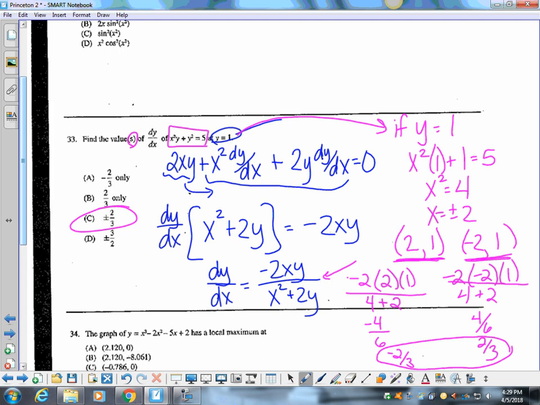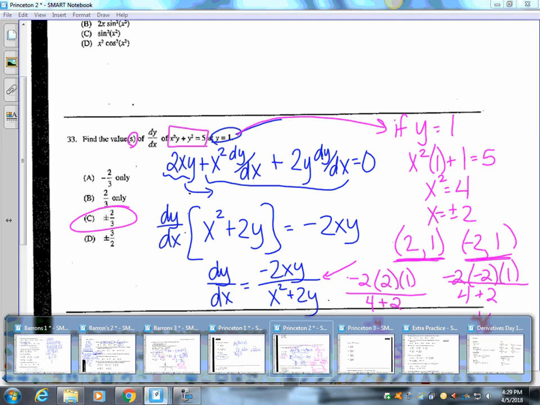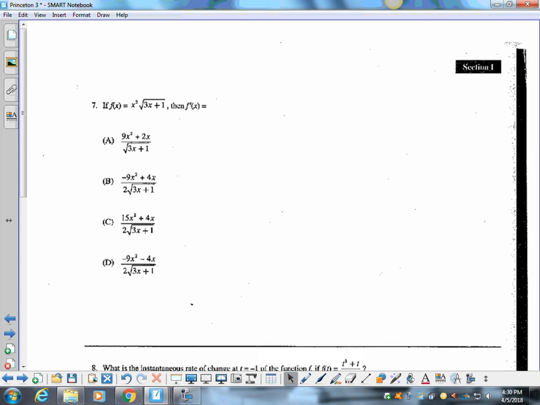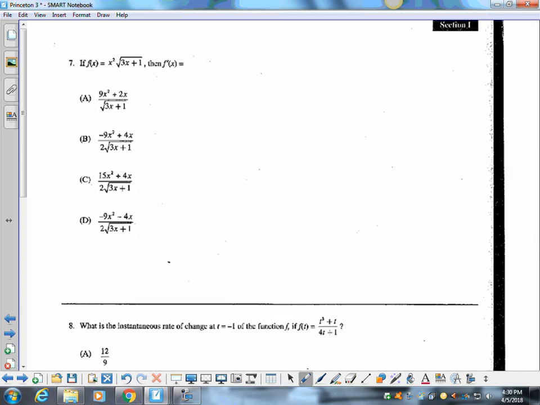Okay, that was 33. So now we're going to Princeton 3, number 7. Okay, it's not even implicit, like this is just x's. I just need the first derivative. So he must have some fun stuff going on. I'm going to think about this like this.